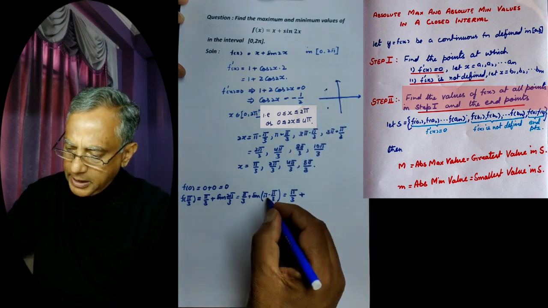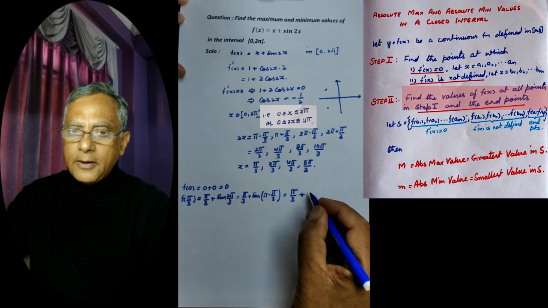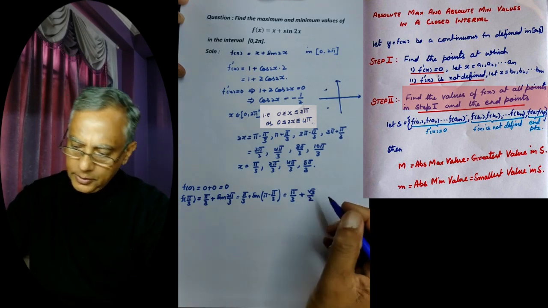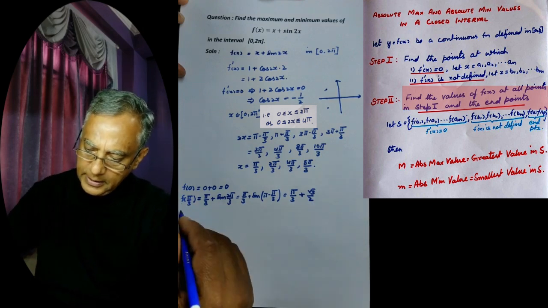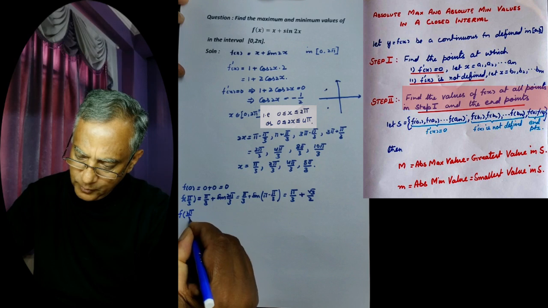And the value of sine at pi by 3 is, how much is the value of sine? Root 3 by 2. So this is the value of this. Now again, f of 2 pi by 3.